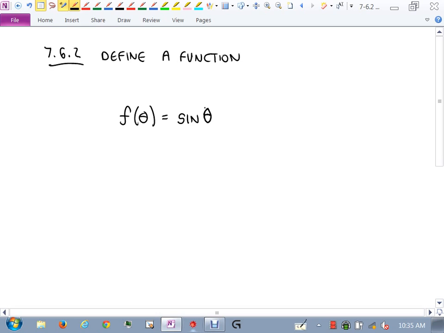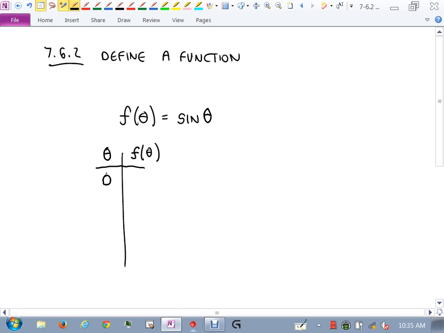Which means if it's a function, I could come up with a table, couldn't I? I could plug in theta and figure out what comes out. So let's plug some things in. Now theta is an angle, isn't it? So what is sine of 0?